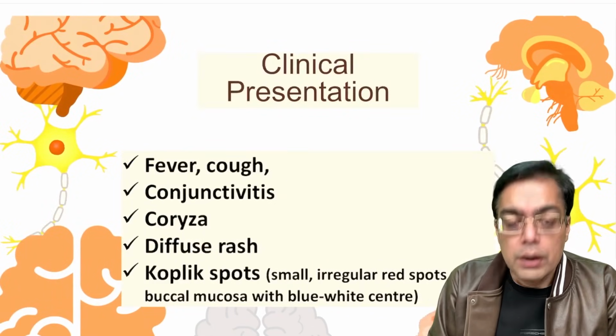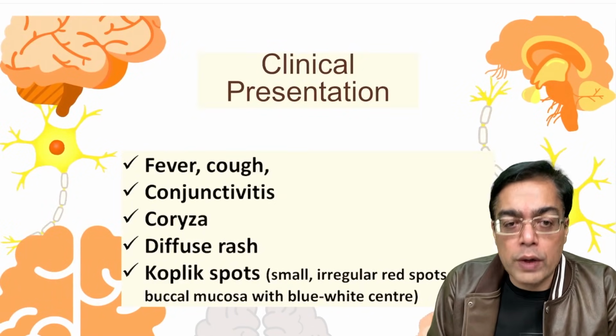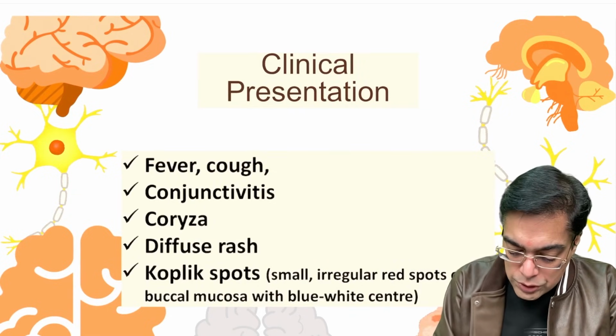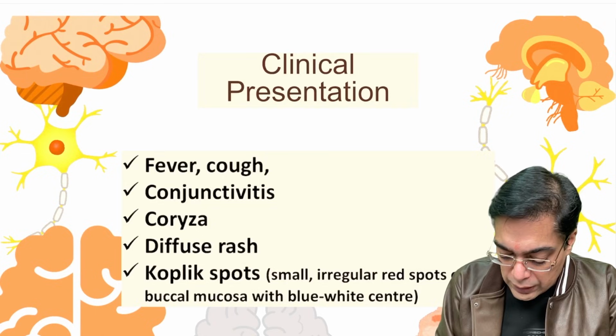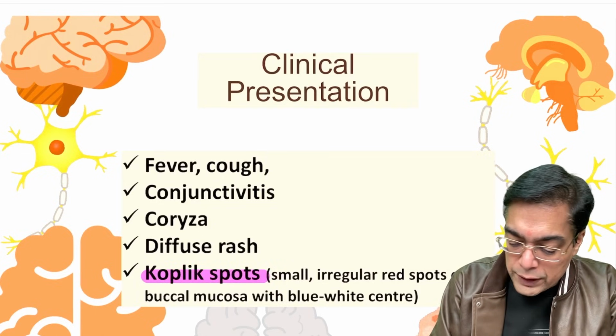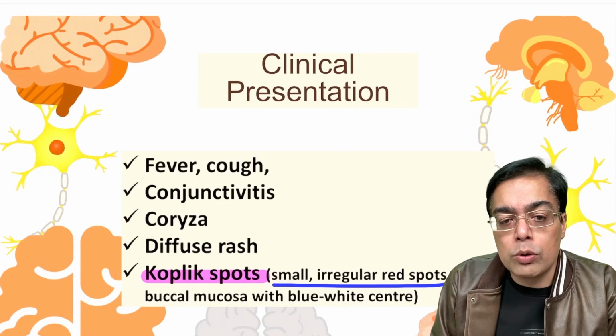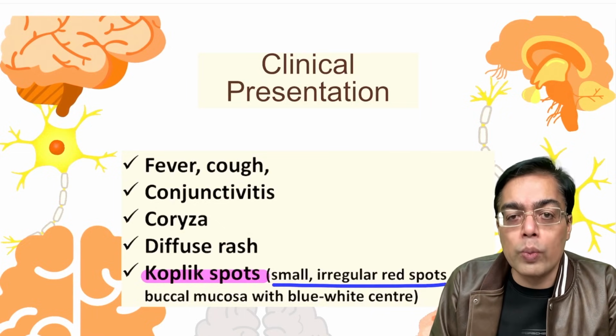Talking about the next one. A patient has a presentation of fever, cough, coryza, conjunctivitis, and a diffuse rash. The question can make a direct mention of Koplik spots, or the newer way of testing this information in the exam is they will mention small irregular red spots on the buccal mucosa which have a blue-white center.